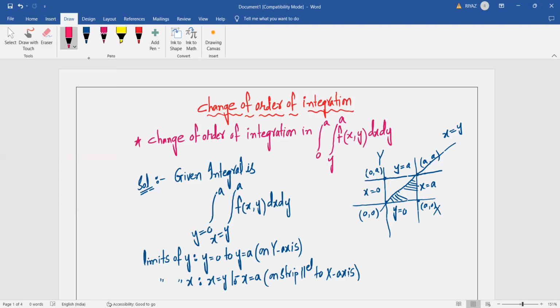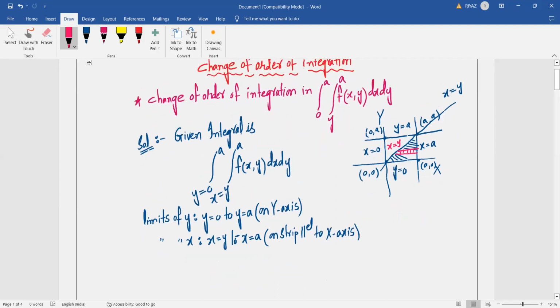It may be like this, parallel to x-axis. This is parallel to x-axis. So the lower limit of the strip is x is equal to y, and the upper limit of the strip is x is equal to a. Whatever we did till now, it is only the given part. The solution has not started yet. This is the given situation.